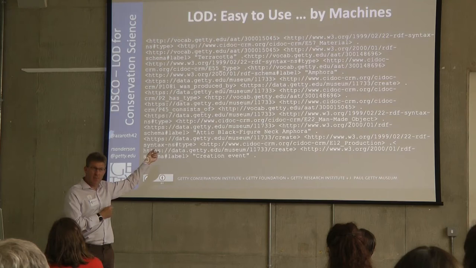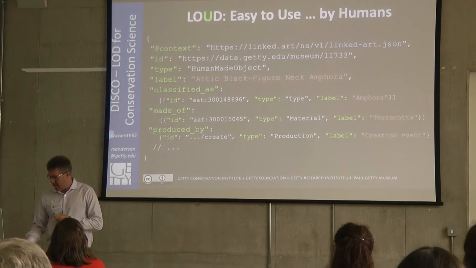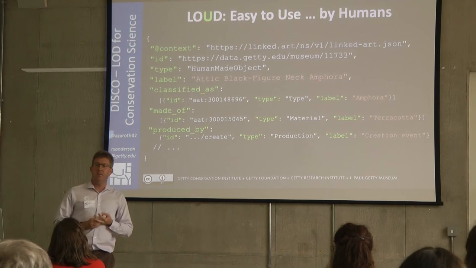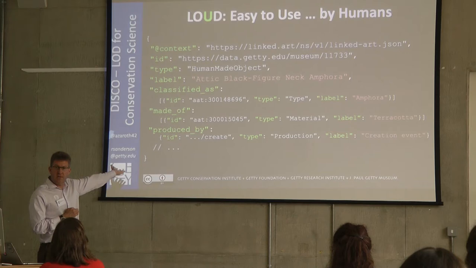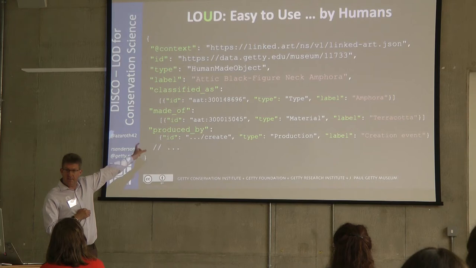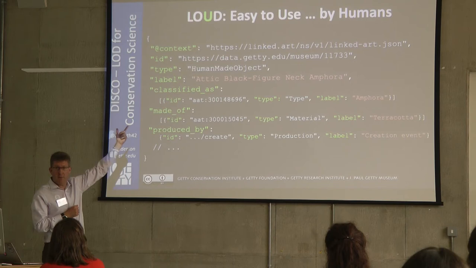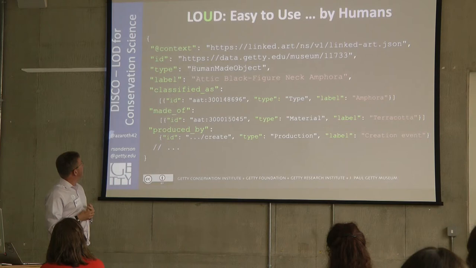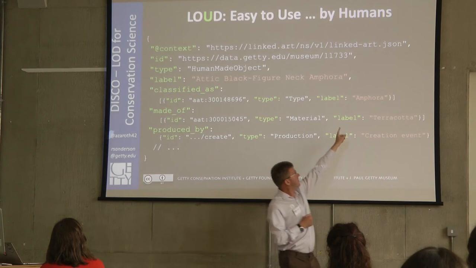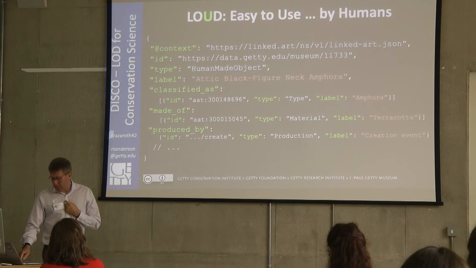So what we are trying to do is make linked open usable data, which is usable by humans. So it's still data, and it's machine-readable. But if you look at this slide, if you squint a little bit, you can kind of see the same tabular structure as the first data slide. So ignore the top one. ID is an identifier for this thing. Type, it's a human-made object. So that's the class. It's got a label. It has a type, which is an AAT term, and it's an amphora, and so on. But easy to use by humans.